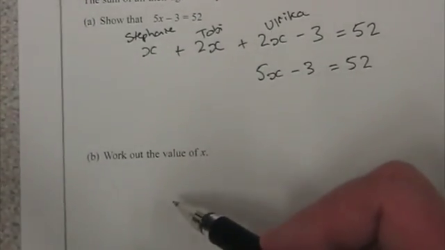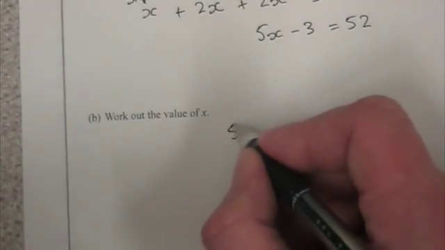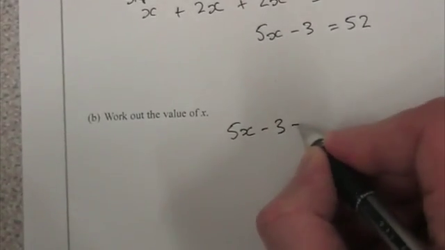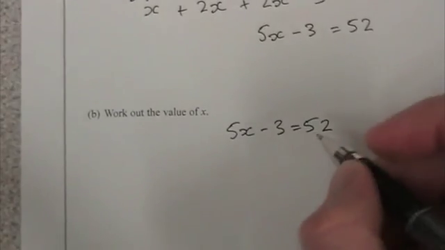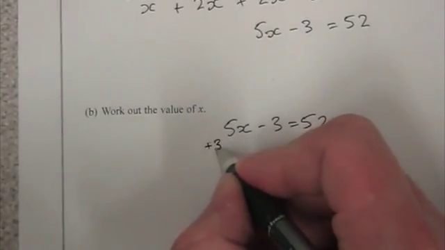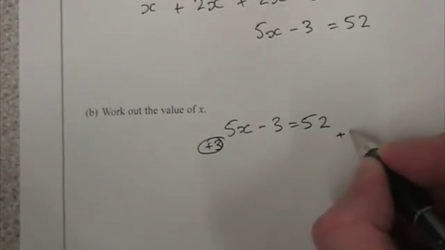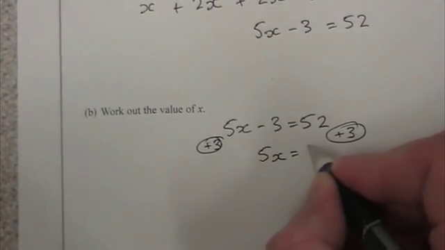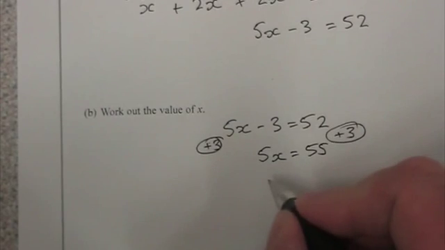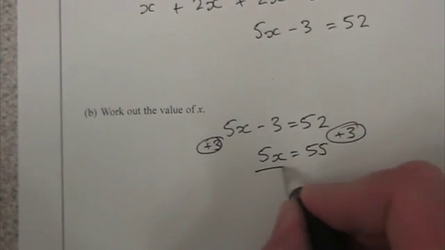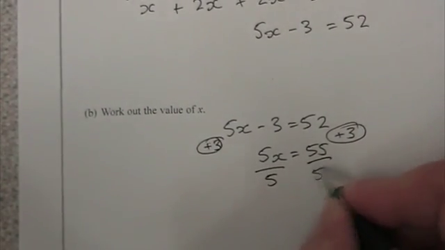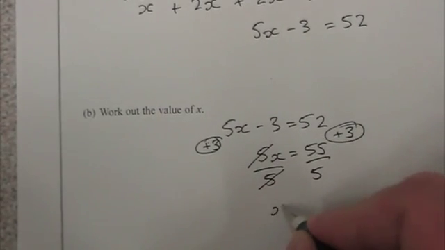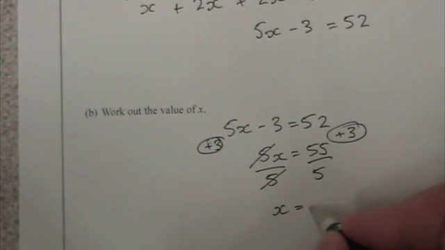Then it asks us to work out the value of x. So I'm going to take this expression, 5x minus 3 equals 52, and I'm going to solve it. First of all, by adding 3 to both sides to get rid of that minus 3. So that leaves me with 5x equals 55, and then dividing by 5 to get rid of that 5. They cancel, just leave me with x is 55 divided by 5, which is 11.